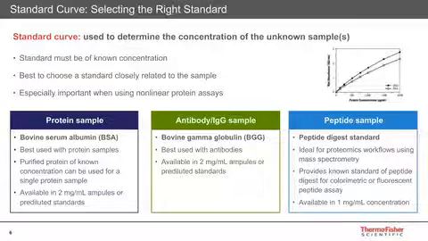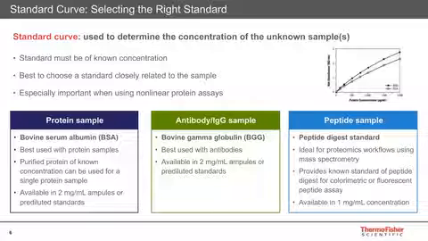Standard curve. So how do we select the right standard? First, the standard must be of known concentration. The standard must be as close to the sample as possible. Now, for protein samples, a very prevalent standard is BSA protein. It is available in 2 mg/ml ampules from Thermo Fisher Scientific.